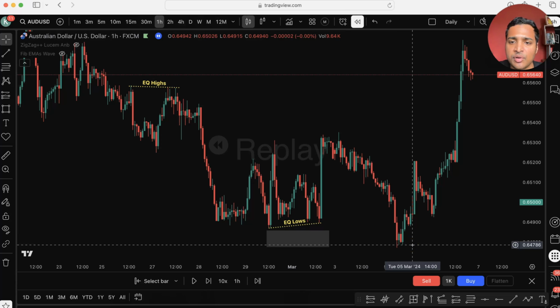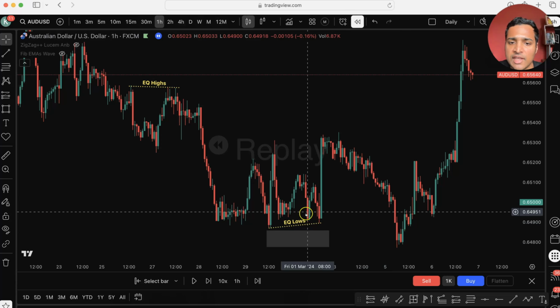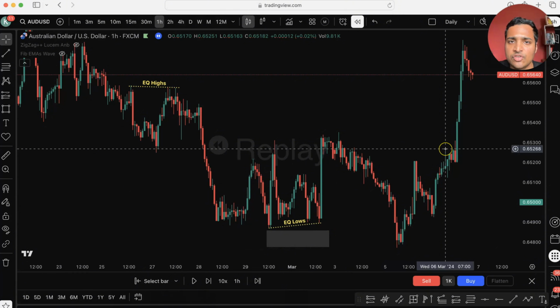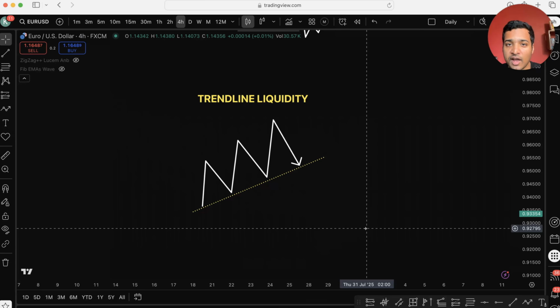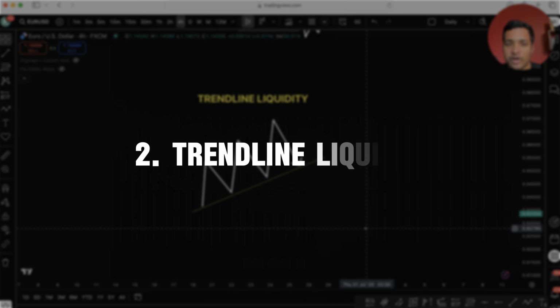And so in this example, price took out the liquidity to the downside, clearing the equal low liquidity, and then it was attracted to the equal high liquidity, showing both equal low and equal high liquidity principles in action. Now that you've mastered equal high and equal low liquidity, let's move on to trendline liquidity.